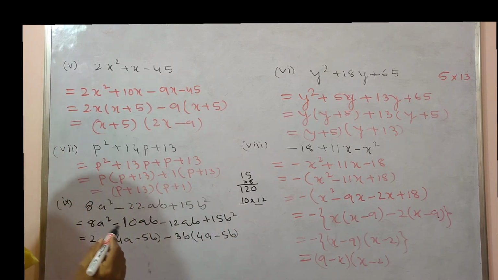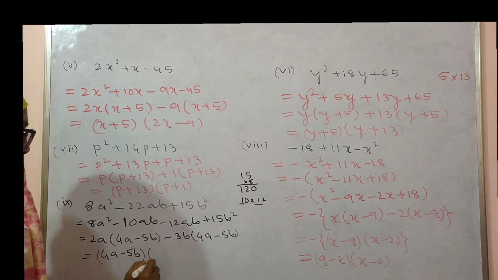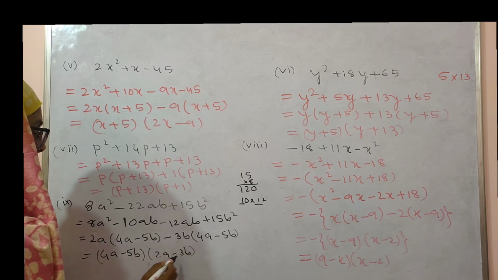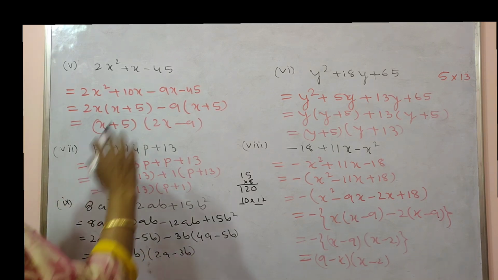If you take common 3b, so again common 4a minus 5b, and here 2a minus 3b. So these are the factors. You can write the notes.